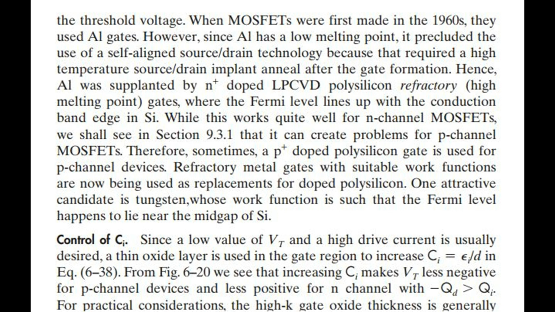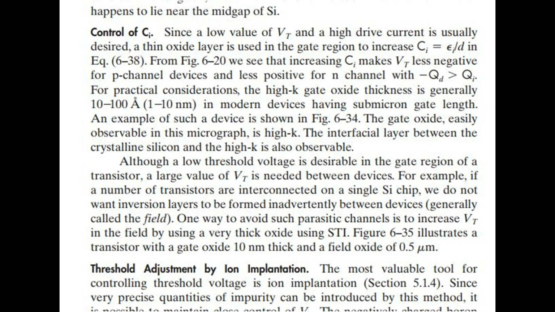Control of Ci. Since a low value of Vt and a high drive current is usually desired, a thin oxide layer is used in the gate region to increase Ci equal to εi/d in Eq. 6.38. From Fig 6.20 we see that increasing Ci makes Vt less negative for P-channel devices and less positive for N-channel devices. For practical considerations, the high-K gate oxide thickness is generally 10 to 100 angstroms, 1 to 10 nanometers, in modern devices having sub-micron gate length.